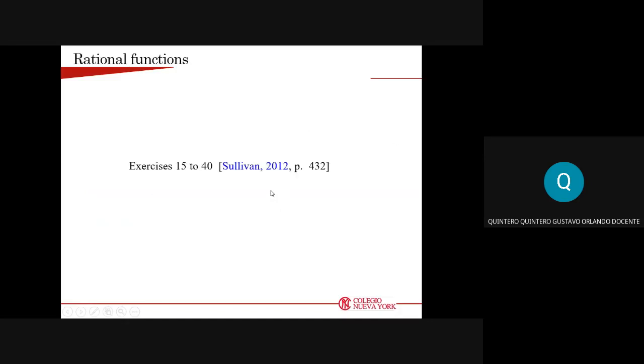Let's jump into some exercises. Page 432, exercises 15 to 40. Now, of course, these are for the old book. You guys have the new version, so I don't know what the page and the exercises are. But hopefully our assistant, Tefa, who always helps us with this, is going to write down in the chat the real exercises and the real page anytime now.